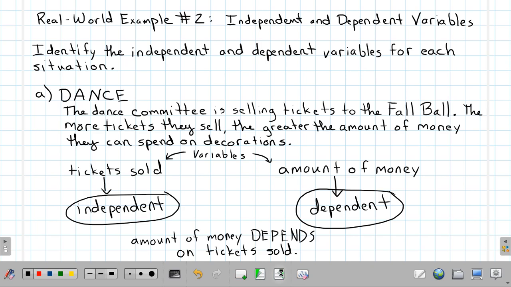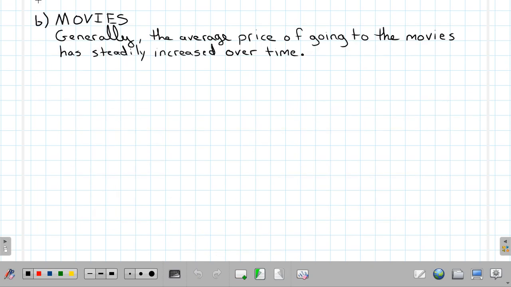Now let's go on to the next one. So part B. Now this one's a little bit trickier. Movies. Generally, the average price of going to the movies has steadily increased over time. So what are our variables?